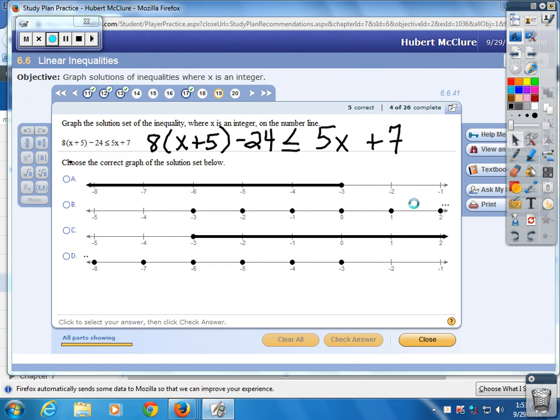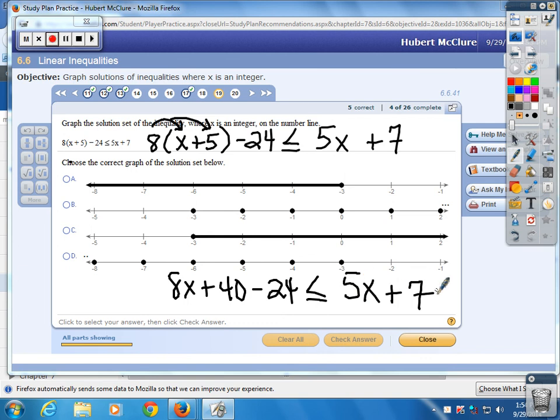Okay. All right. So first thing you do is distribute the 8, just like you learned in 6.2. And you get 8x plus 40 minus 24 is less than or equal to 5x plus 7. And 40 minus 24 is 16. 8x plus 16 is less than or equal to 5x plus 7.